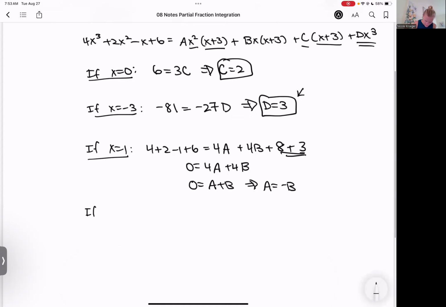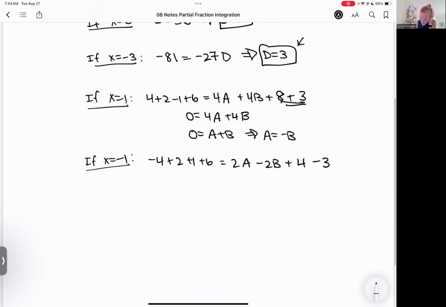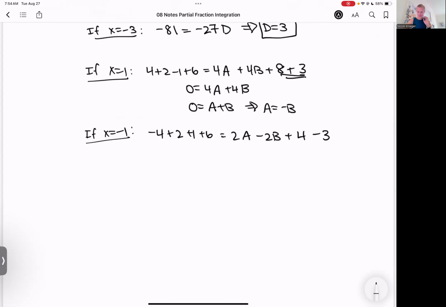So let's plug in -1 now. Again, if you plugged in -10 billion and 1 right now, that would be okay as well. So this is going to give me -4 plus 2 plus 1 plus 6 is equal to, so let me be careful here. So -2 plus 3 is 2. -1 squared is +1, so I'm going to have 2a. Then I'm going to have minus 2b plus 2c, so 2 times 2 is 4. Minus d, d is 3, so minus 3.